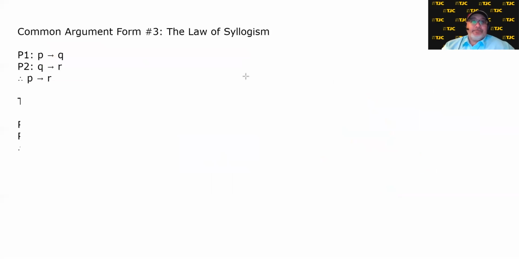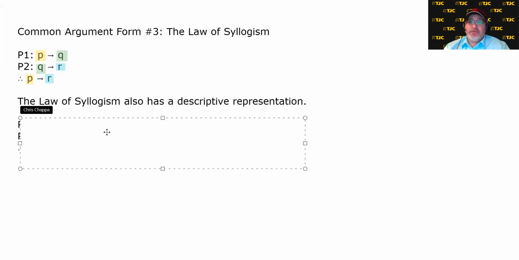All right. So here's our common argument form number 3, the law of syllogism. Symbolically, it looks like this. Your first premise is a conditional with an antecedent and a consequent. That's what conditionals have. Your second premise is another conditional whose antecedent matches the first consequent, and it has a second consequent. Then the conclusion is you can make a new conditional that begins with the original antecedent and ends with the last consequent. In words, descriptively, it looks like this.